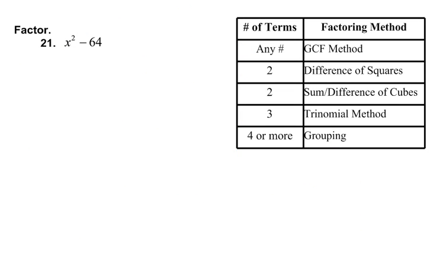There are some other methods. As we look at number 21, we notice that we don't have three terms. But we're still going to check for GCF. As we look, we see there is no term that goes into both of those terms, so we don't have a GCF. But we do have two terms, so that means we're going to be identifying our problem as probably a difference of squares or a sum or difference of cubes. Well, as we look, this is x squared and 64. These are both perfect squares.